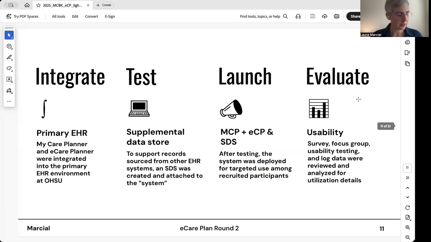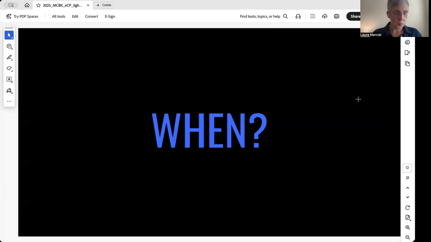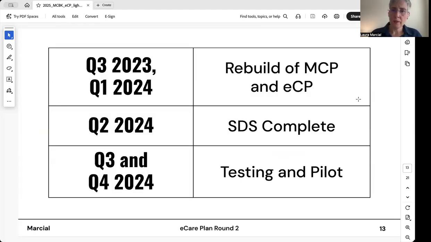So, how do we execute the work? We divided it up into phases, beginning with an integration period, then testing in the clinical environment at Oregon Health and Science University, and then a launch and pilot period wrapping up with an evaluation. So when did we do this work? We did a rebuild of the My Care Planner and eCare Planner, the patient and provider facing applications in quarter 3 of 2023 and quarter 1 of 2024. And the supplemental data store was completed in quarter 2 of 2024. So we worked on integration and implementation, reached the testing and pilot stage in late Q3 and Q4 of 2024.